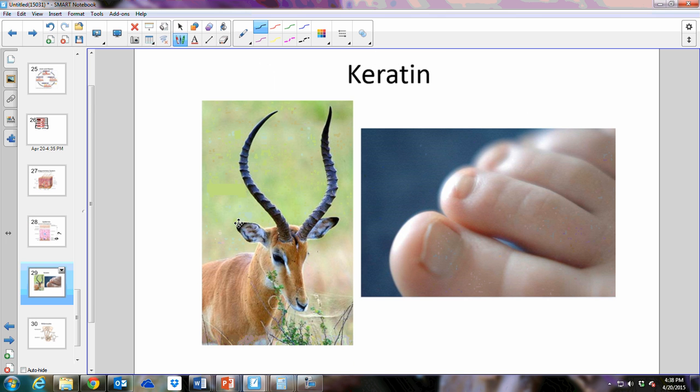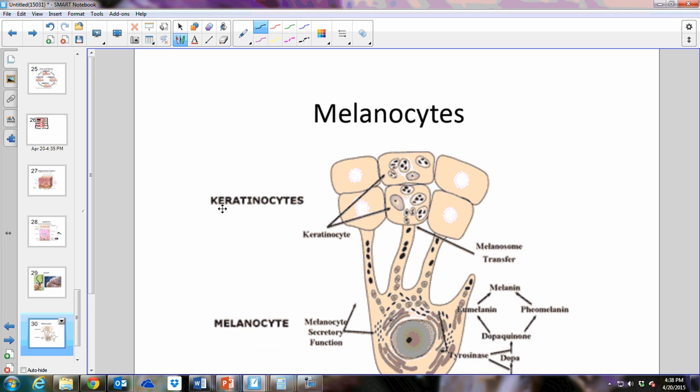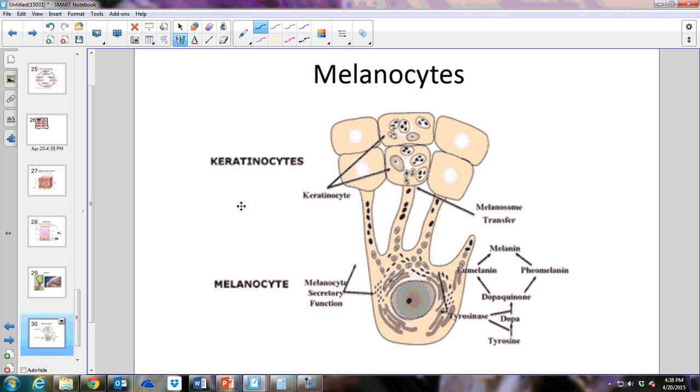Keratin is a substance produced by your skin, and it is what your nails are made of. And it's what a gazelle's horns are made of. And it's a tough protein type structure. Melanocytes are cells that produce a protein called melanin, and melanin is the pigment in pretty much all animals, except for maybe arthropods. Melanin, if someone is really dark, they have a lot of melanin. If someone is really light, they have very little melanin, but everyone is colored to one degree or another by this pigment called melanin.